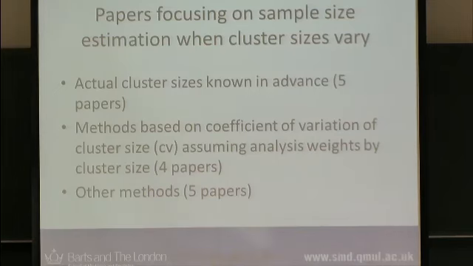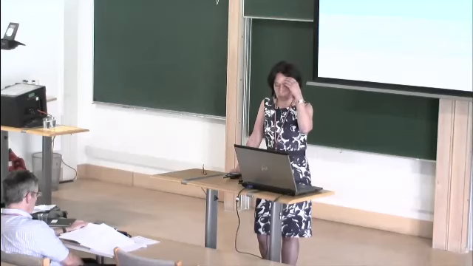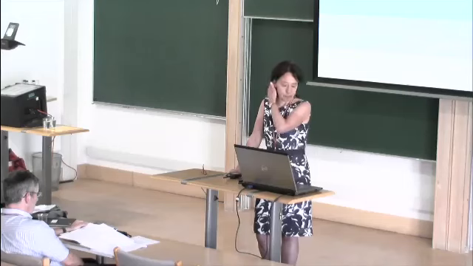And of those 14 papers, and again this is quite approximate at this stage, 5 papers rely on knowing the actual sizes of the clusters in advance at the stage when you do the sample size calculation. In most cases, I would think that that's not very realistic. 4 papers are actually based on knowing about the coefficient of variation of cluster size in advance, or being able to estimate that, but they assume that the analysis weights by cluster size, so every individual in the study is weighted equally. And there was a question earlier on about the efficiency of different analyses, I think.